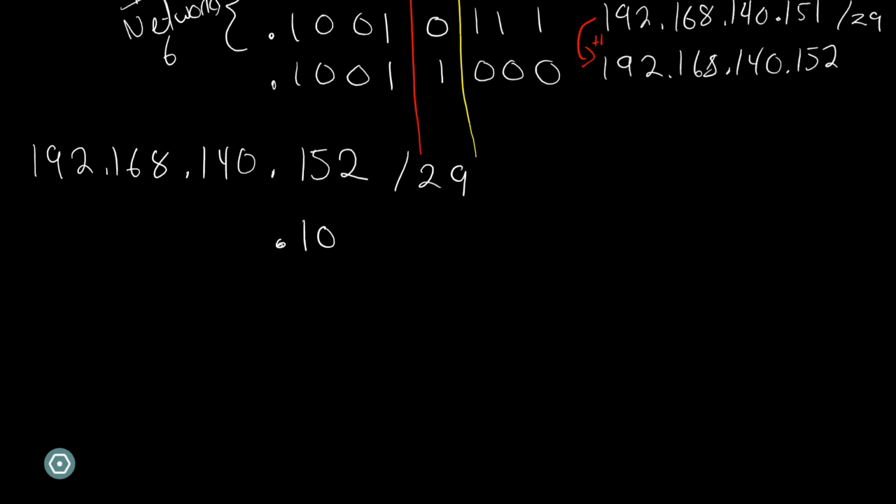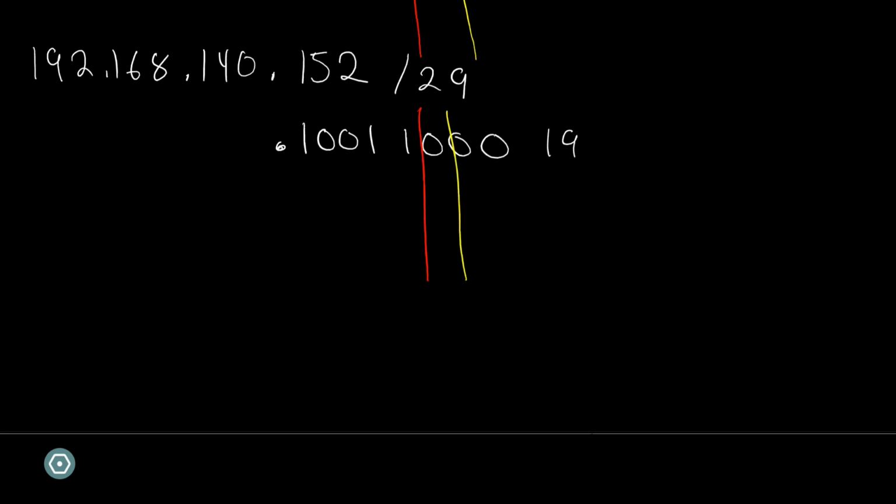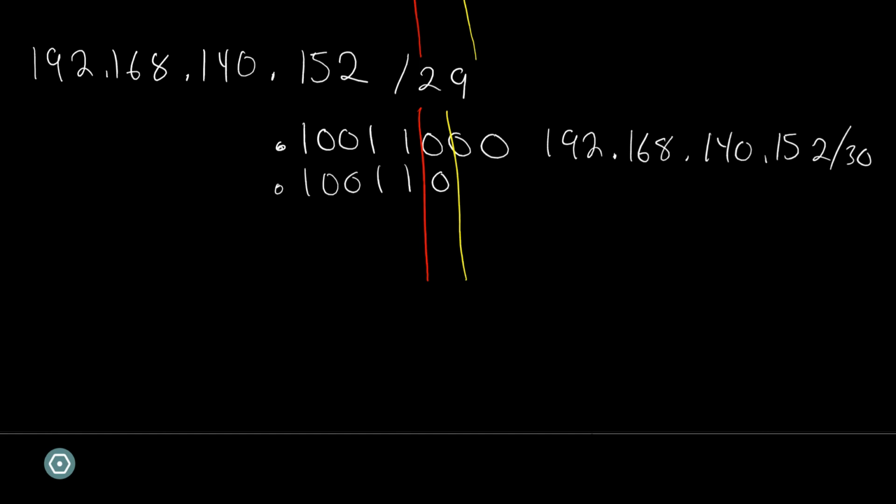So once again, I'm going to write this out in binary, so it's a little bit easier for us to work with. We know that we started with a /29 network, and we're moving to a /30 network. That gives us a network address of 192.168.140.152/30 to a broadcast address where all the network bits stay the same. This network bit stays the same. The host bits all become 1, which gives us 192.168.140.155/30.